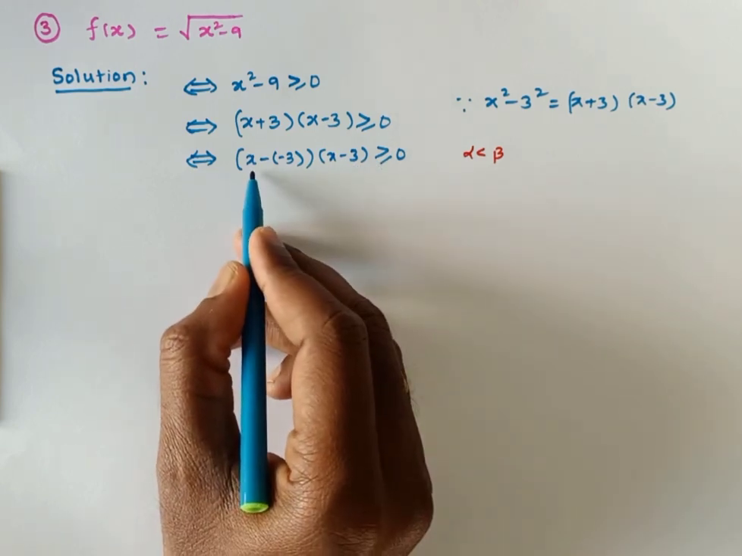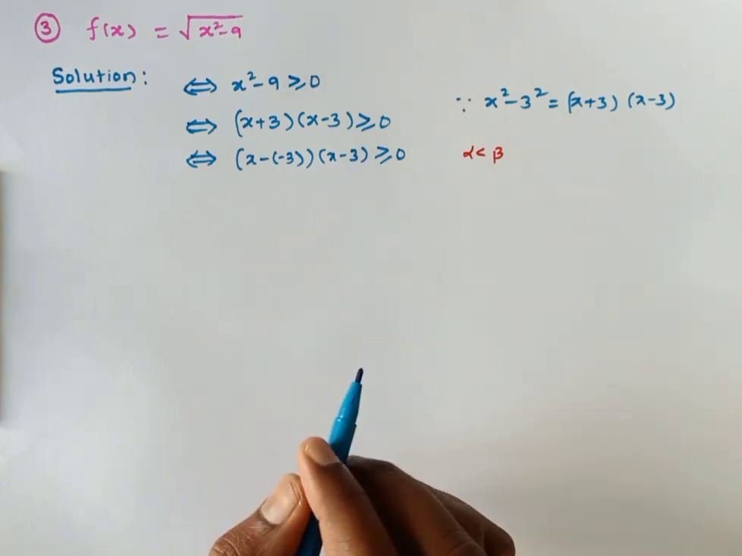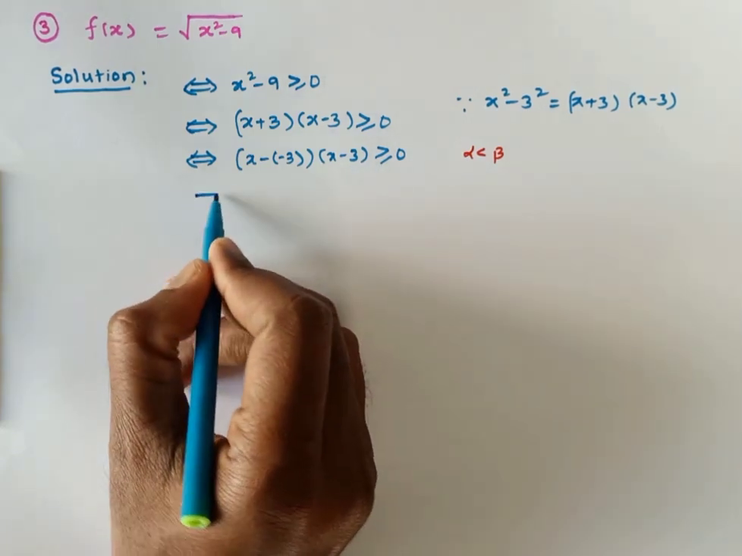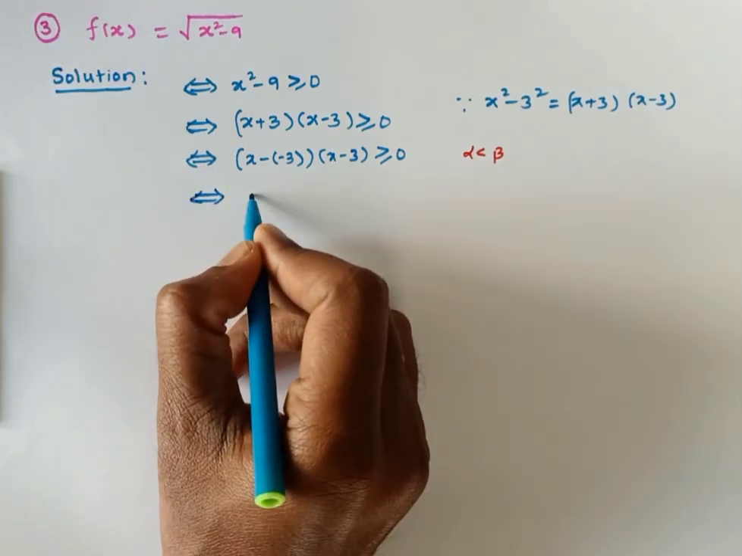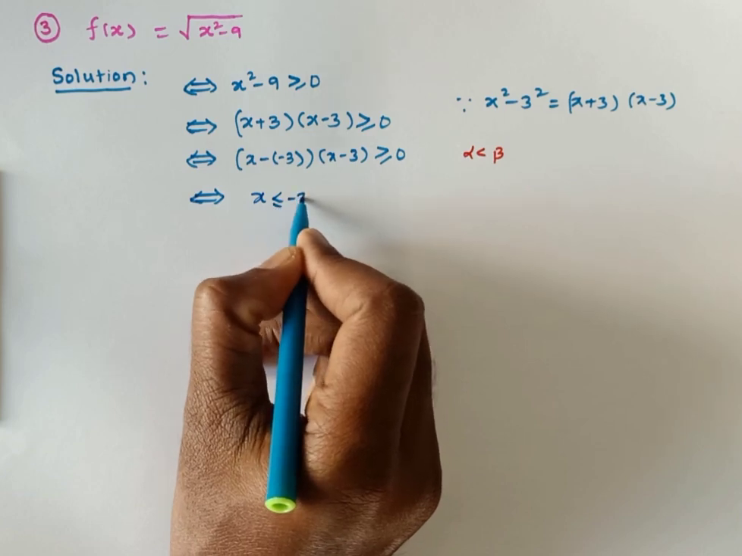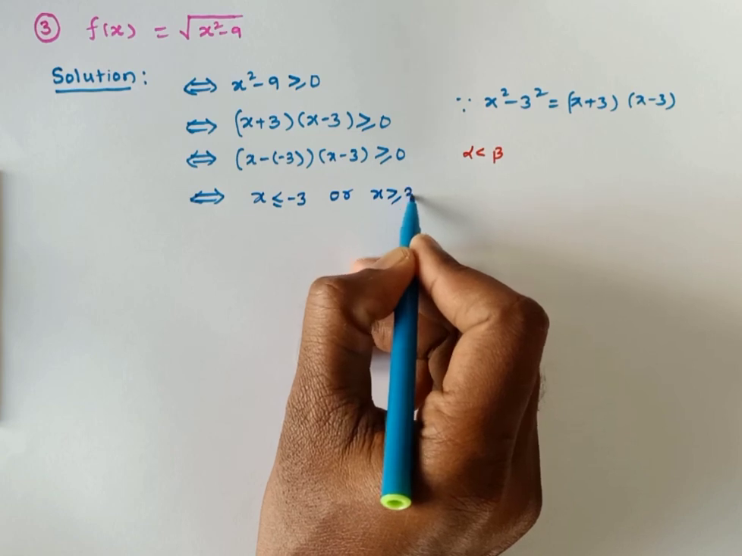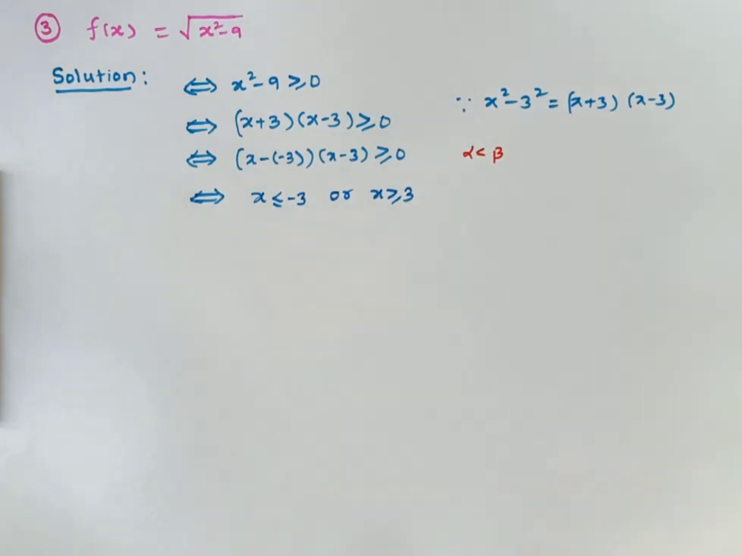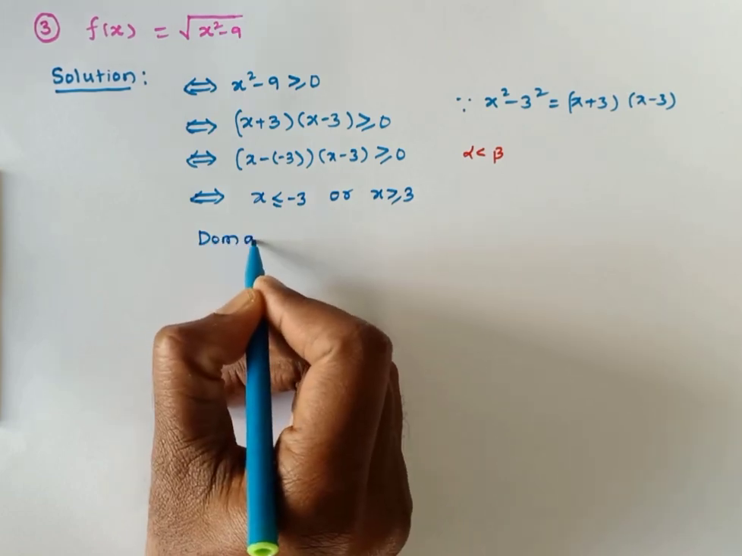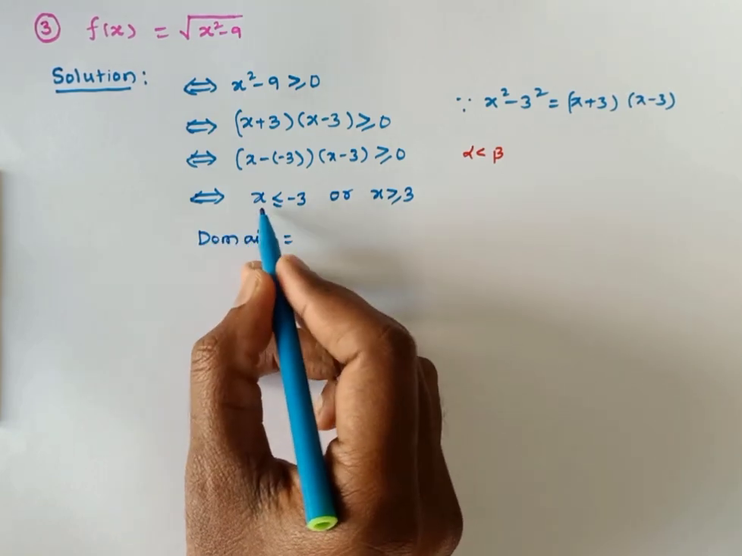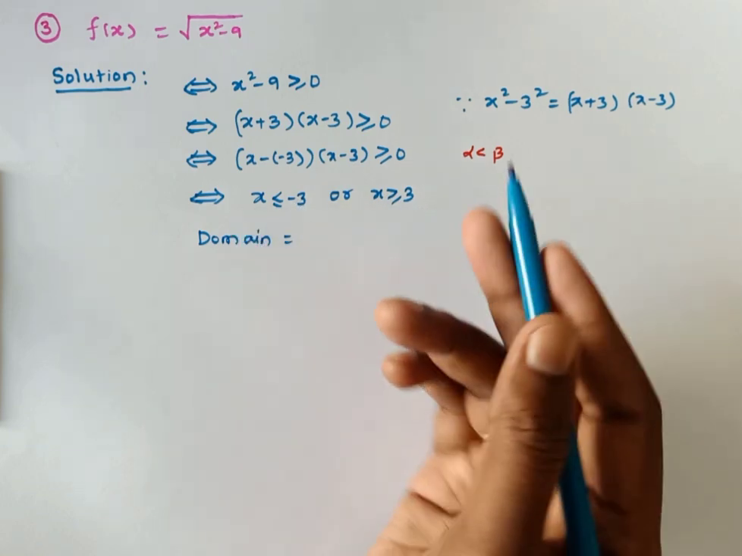Now it is in the form of x minus alpha into x minus beta greater than or equal to 0. This implies, if and only if, x is less than or equal to minus 3 or x is greater than or equal to 3, right? So finally you can find the domain. By using this, what is the domain for this? The value of x is minus infinity to minus 3 or 3 to infinity.